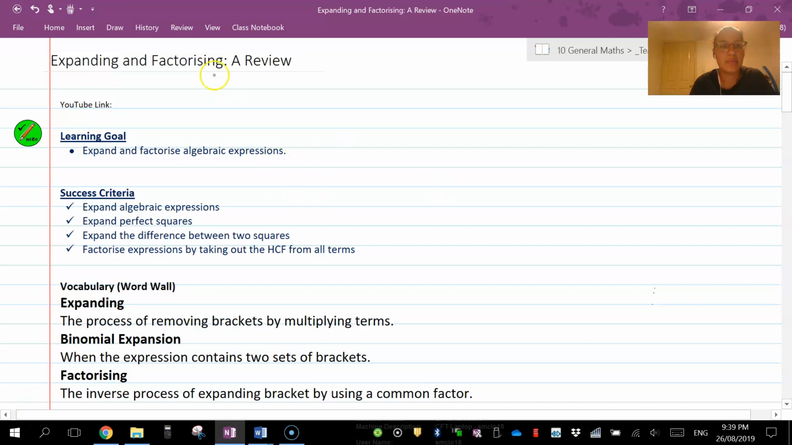Hey everyone, in this one we're looking at expanding. We'll do factorizing in another video. So we're just going to be expanding our algebraic expressions, and we are also going to look at what happens when you have perfect squares.